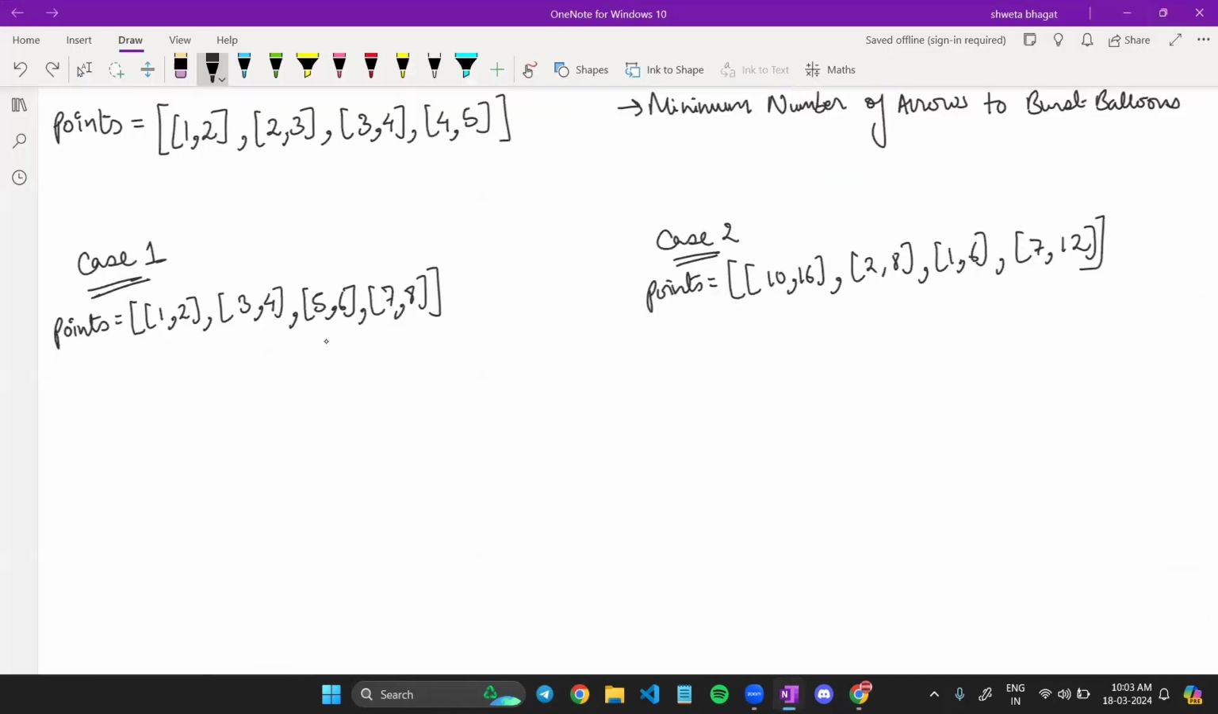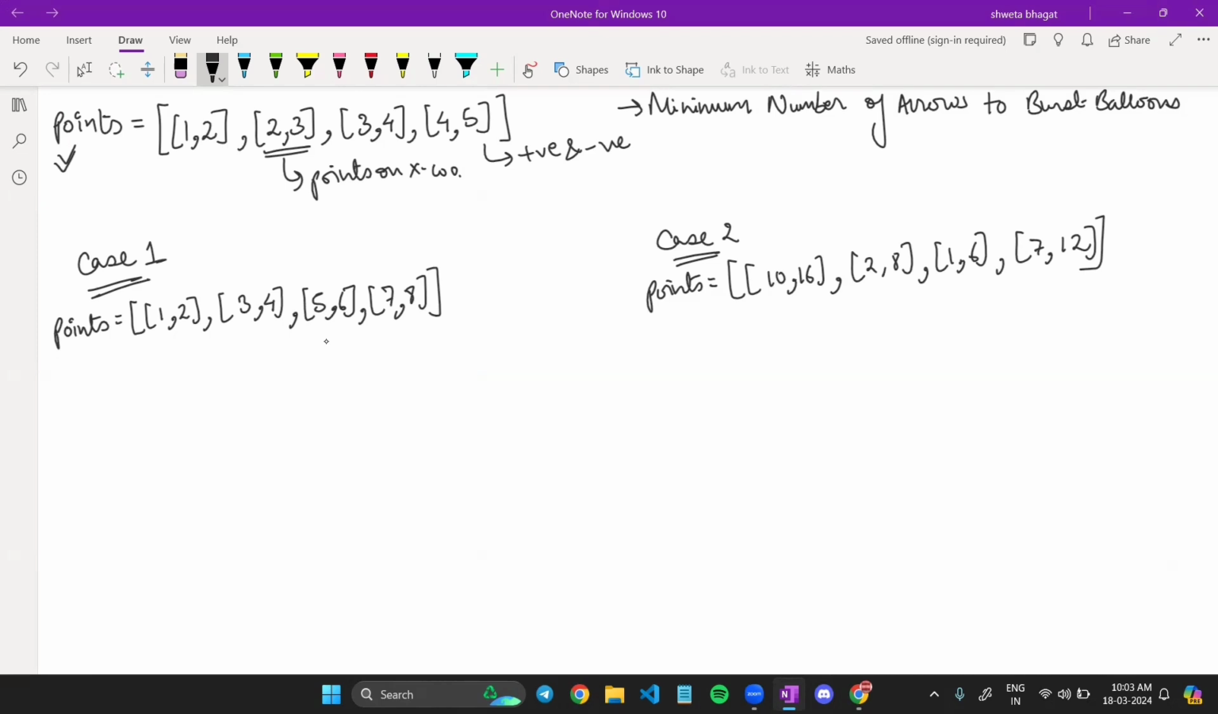According to the problem statement, we have been given a 2D integer vector points such that it contains both positive as well as negative integers. And what does each of these vectors represent? Each of these vectors represent the points of a balloon on x coordinate. Now what is this 2? This 2 is the start point on x coordinate and this 3 is the end point on x coordinate.